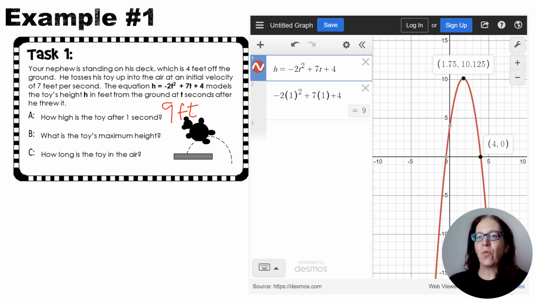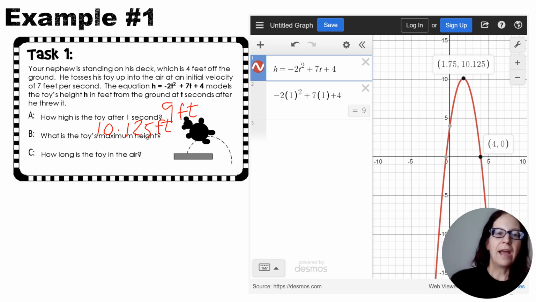For the maximum height, we are looking for the vertex. So I'm going to go up there. Now, there are two numbers there, 1.75 and 10.125. One of those numbers is the maximum height. The other number is how many seconds it takes to get to the maximum height. And the question we are asked is, what is the height? So for us, that's going to be the y coordinate. The x coordinate says 1.75. After 1.75 seconds, the toy is 10.125 feet in the air. But the answer for our question, and we always want to be paying attention to our question, is 10.125 feet. And then the last question is, how long is the toy in the air?